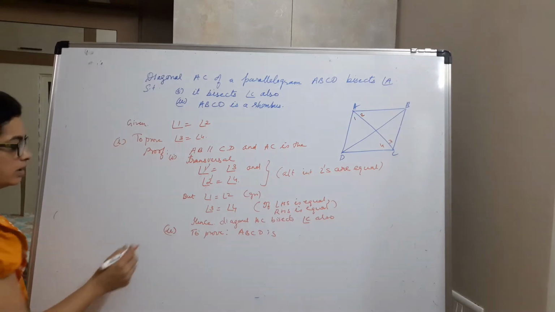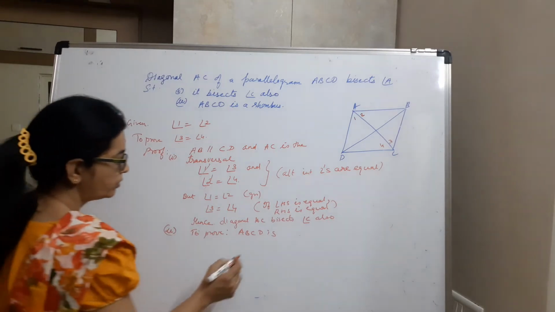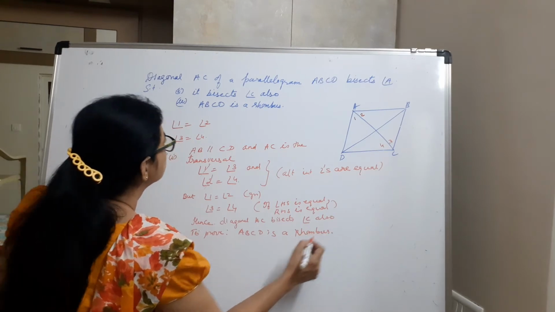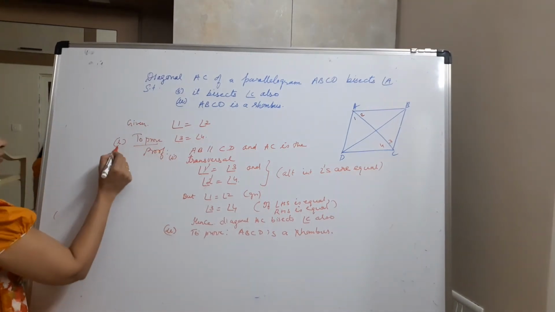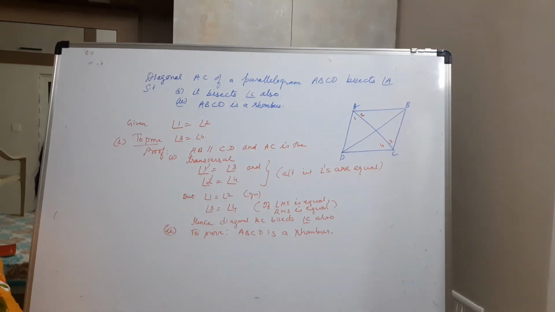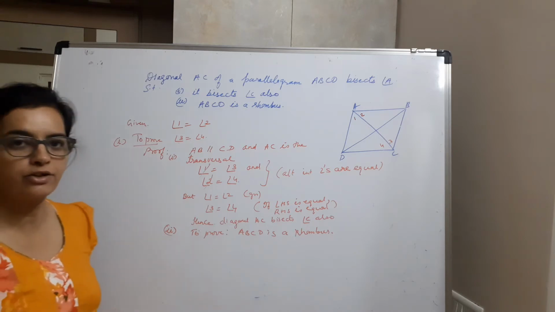This is the first part to prove. This is the second part to prove: is a rhombus. Where to prove is written, you write the first one here, and where to prove is written, there you write the second one. We have to prove that it is a rhombus. It means adjacent sides should be equal.